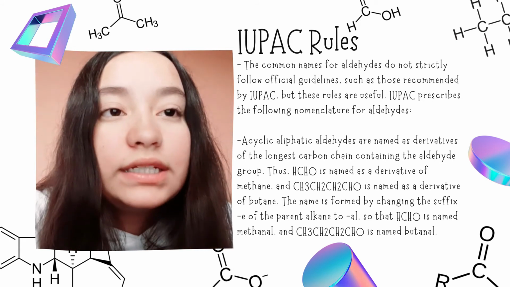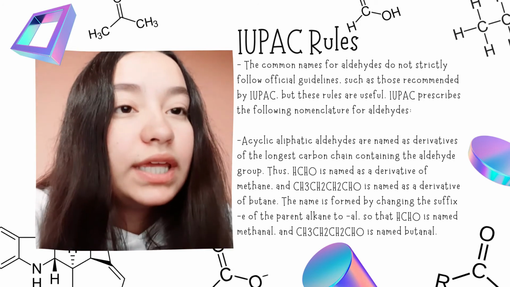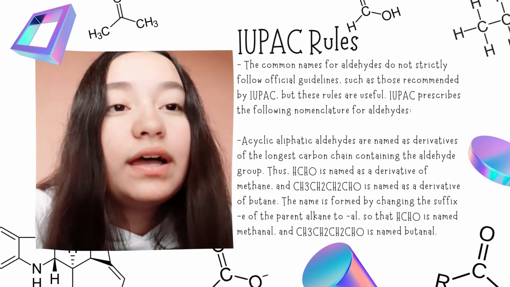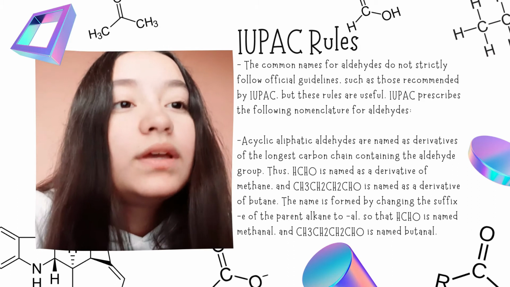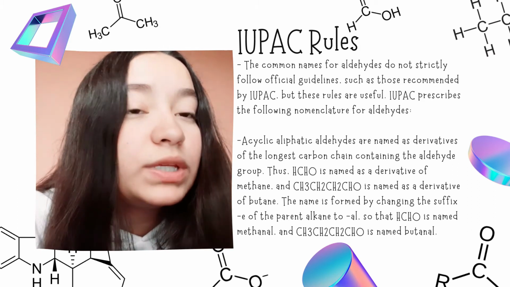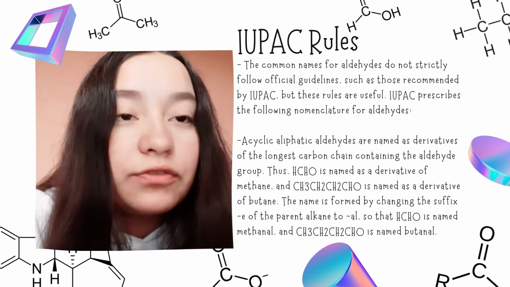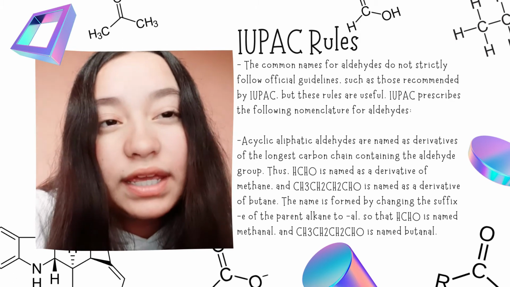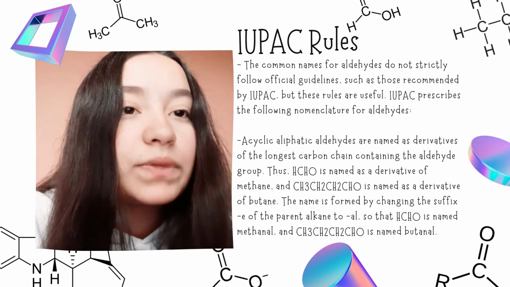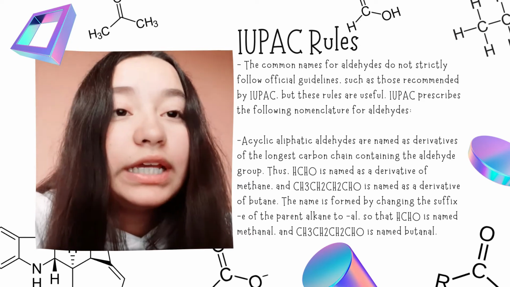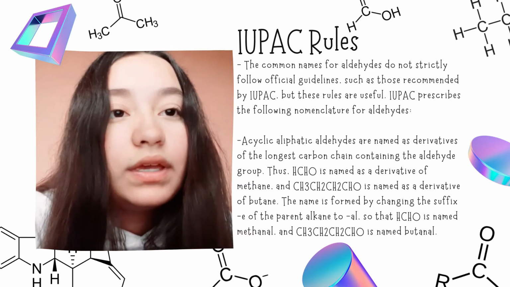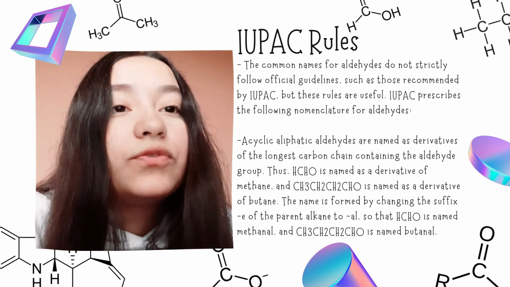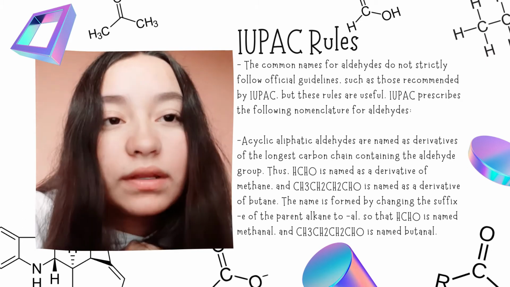First, we have the acyclic aliphatic aldehydes. These ones are named as derivatives of the longest carbon chains that the aldehydes contain. For these ones, in forming the name, we're going to change the suffix E of the parent alkane to the suffix al. So an example will be HCHO, which is named as a derivative of methane. So by forming the name, it will be methanal.